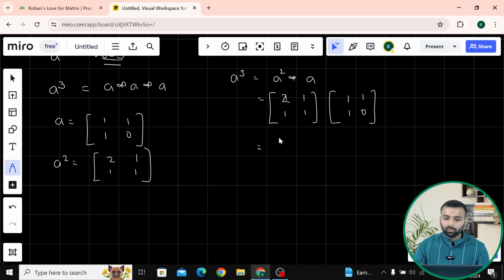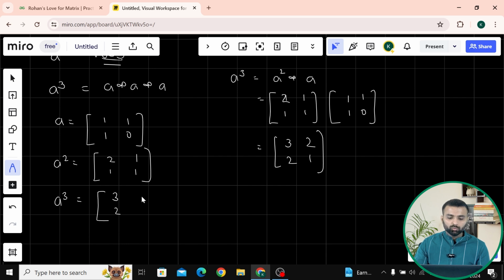Now let's multiply this. This into this, which is 2 into 1, which is 2. 1 into 1, we have 3. In this case 2 into 1 and 1 into 0, which is 2. In this case we have 2. In this case we have 1. So we calculate A to the power 3, which is 3 2 2 1, right?